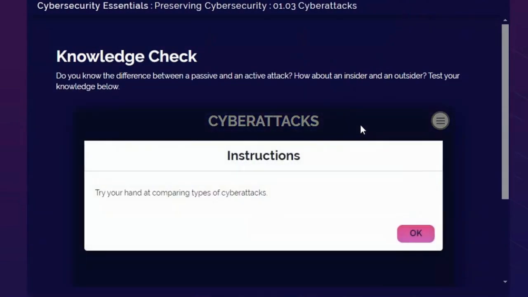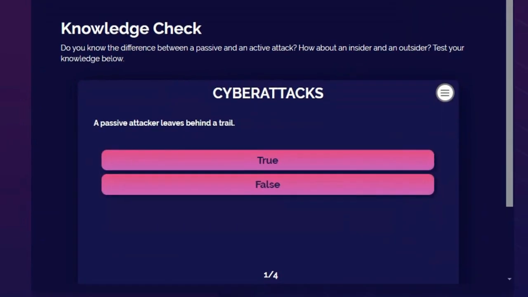All right, knowledge check. Do you know the difference between a passive and active attack? How about an insider outsider? So we got a little quiz here. I'm going to open the chat where I can see this. A passive attacker leaves behind a trail. Is that true or false?